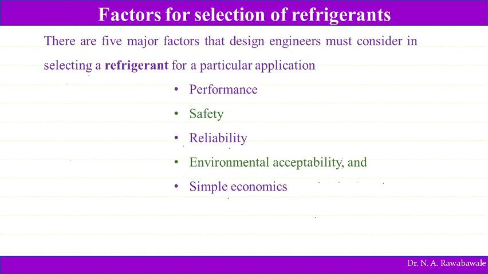Then for environmental acceptability, if the refrigerant leaks out, it should not harm the occupants as well as the ozone layer, or create any other environmental issues. Then it should have simple economics, meaning it should be cheaper and easily available. So if a refrigerant possesses these factors, then we select the refrigerant.